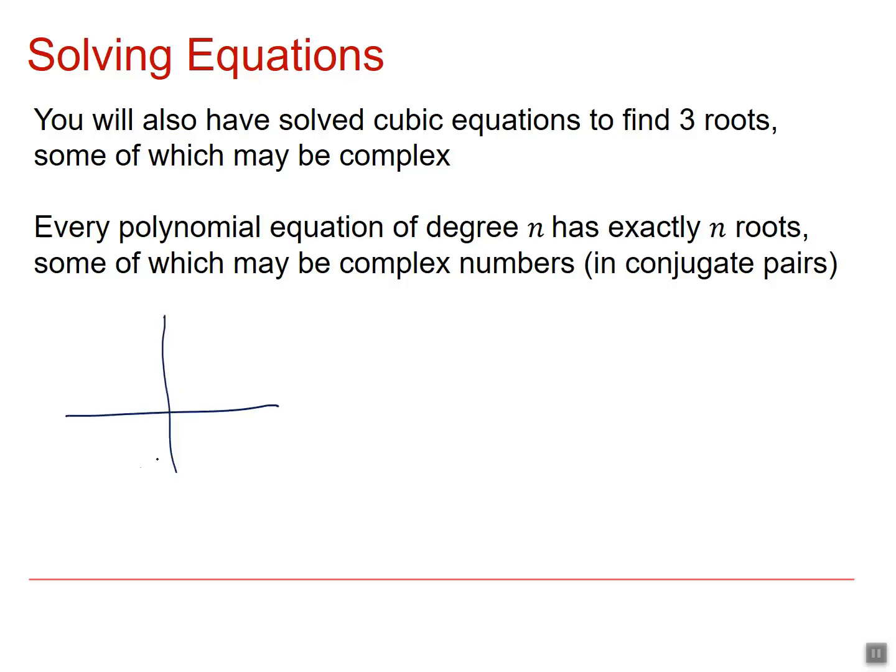If we look at a cubic like this one, that will have three real roots, whereas one like this will have only one real root, and then we'll have two complex roots, again occurring as a conjugate pair. In fact, every polynomial equation of degree n has exactly n roots. Some of those may be complex, and if they are, they occur in conjugate pairs.